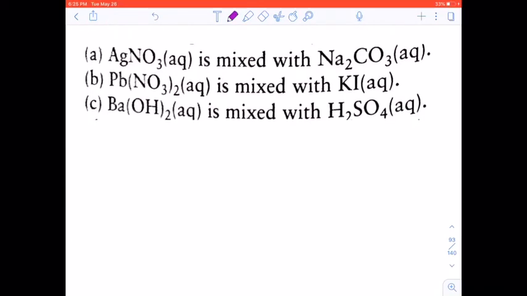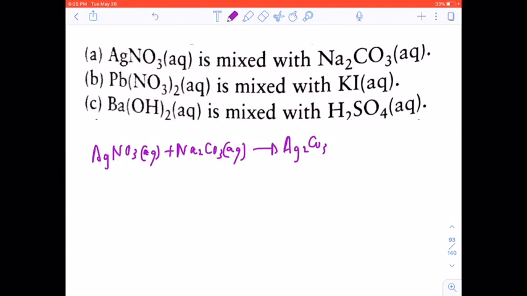have AgNO3 aqueous, plus we're mixing it with Na2CO3, aqueous, and we know a precipitate forms, so we're going to have Ag2CO3 solid plus NaNO3 aqueous. So that would be A.